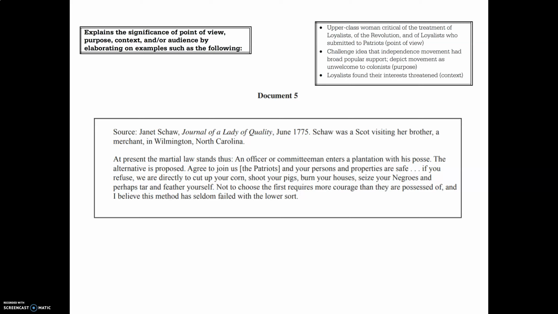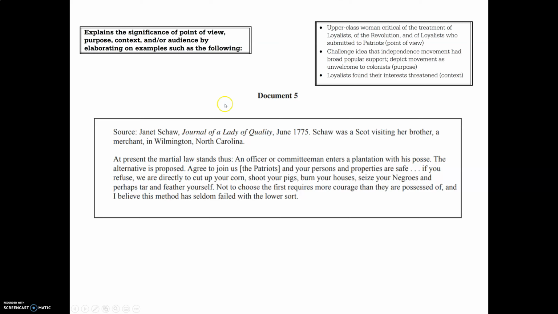Now, how do they get upper-class women from this? Well, this is a good example of how they want you to infer things from the documents. A couple things. Number one, she's visiting her brother in North Carolina. So she has the money and time to travel across the Atlantic just to simply visit a relative. Most Americans today don't even have the money to do that. So doing that in 1775 would be a lot of money. It tells us she's probably up in society somewhere.